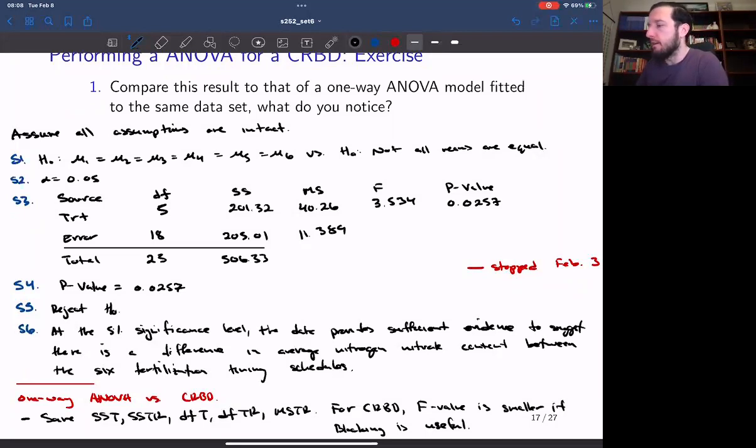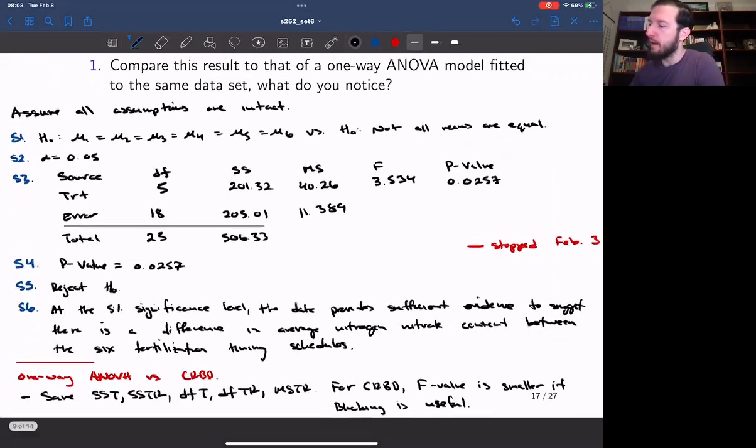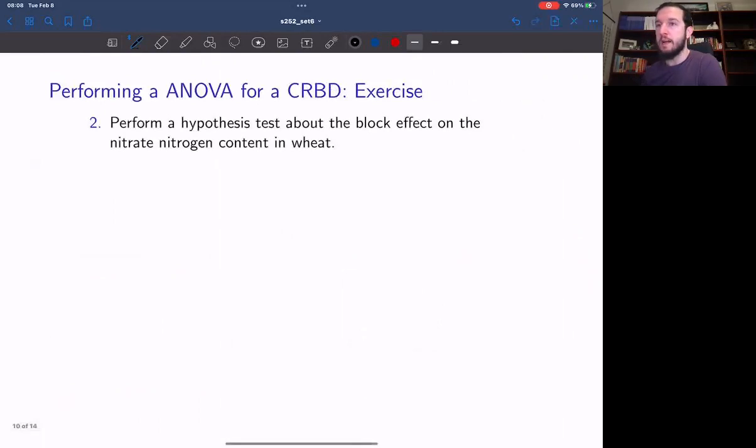So we could look at the CRBD ANOVA table and basically say, okay, the sum of square for the block and the mean square for the block are quite small. This might indicate that blocking is not useful, but it's better to have a formal test about the block effect, so we actually can state with some clarity whether or not blocking has been effective in the particular experiment. And we can do that simply by structuring a hypothesis test about the block effect.